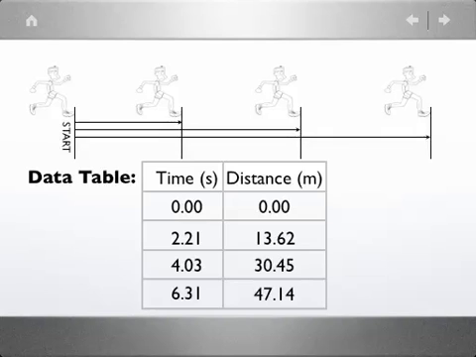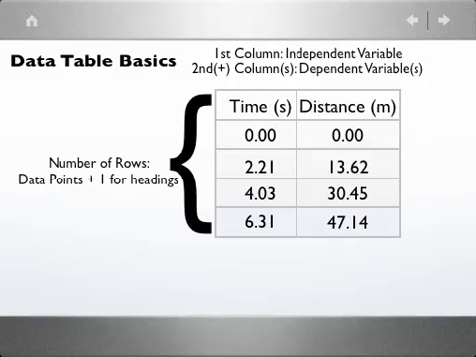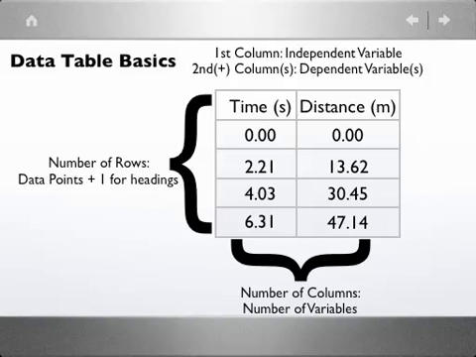Now, you'll find that this data table here includes all of the necessary pieces that we want to have when we create our own data tables. So let's look at some of those specifics, data table basics we'll call them. The first thing is we have 1 column for each of our different variables. You'll notice that the first column is going to be our independent variable, or time in this instance, and our second and then subsequent columns will be our dependent variables. In this example, it's just distance. You'll notice our number of rows. We have enough for each set of data. So I have 4 rows for my 4 sets of data, and then I have 1 additional row for my headings. Again, I have 2 columns because I have 2 variables.